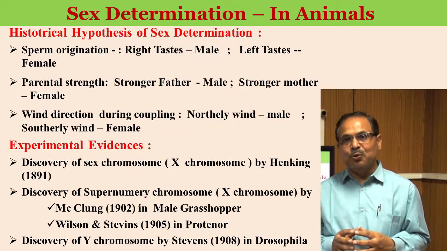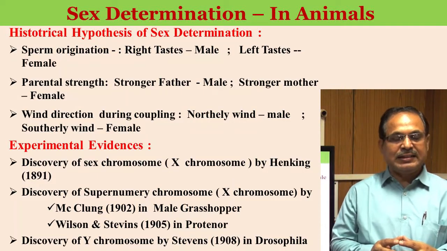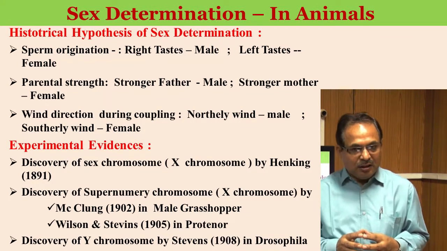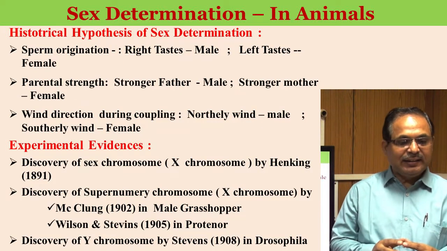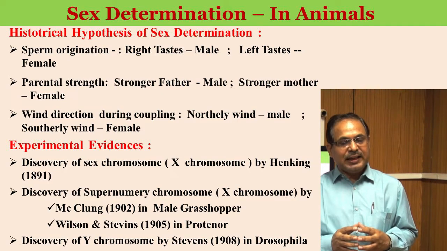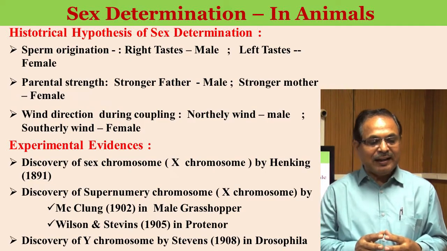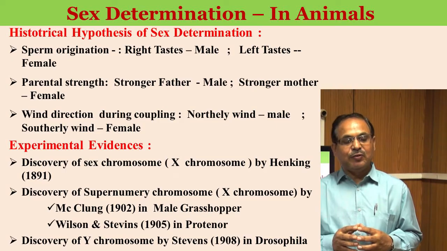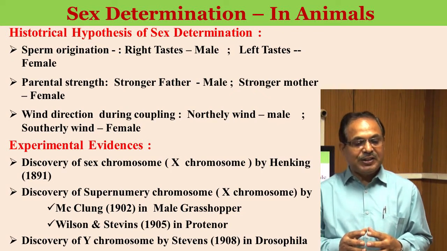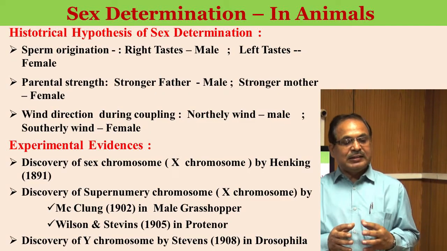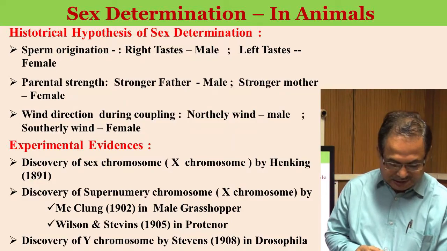But we have to concentrate much more on the experimental evidence. There is some experimental evidence for sex determination. The first and foremost is the discovery of the X chromosome by Henking in the year 1891. Second, the discovery of a supernumerary chromosome by McClung in the year 1902, while he was dealing with male grasshopper, and by Wilson and Stevens in 1905 when they studied Protenor. Next, the discovery of the Y chromosome was done by Stevens when he studied Drosophila in the year 1908.